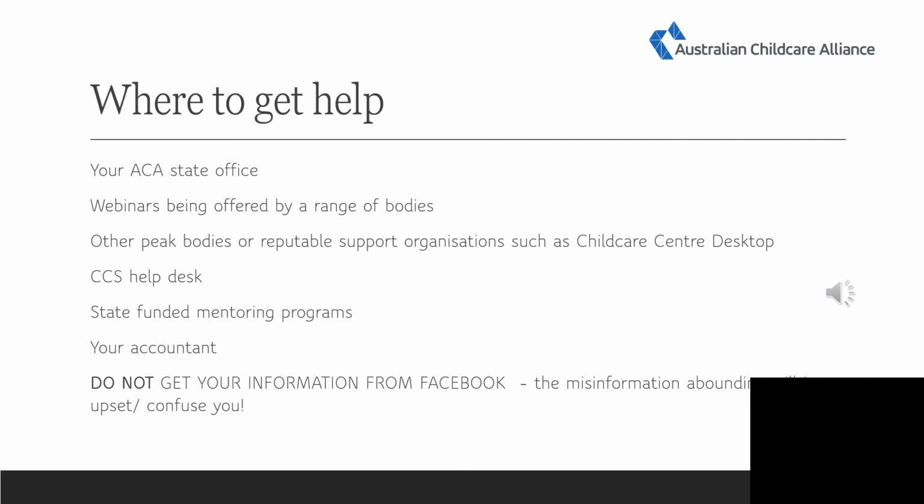If you've gone through all of these processes and it's still not adding up, and you've called ACA or another peak body or a support service, then call the government, who may be able to help you. Don't forget that there are state-funded mentoring programs. Go back to that final income tab and scroll down to the bottom, and you'll see the link to see how you access those. Your accountant may be able to help.